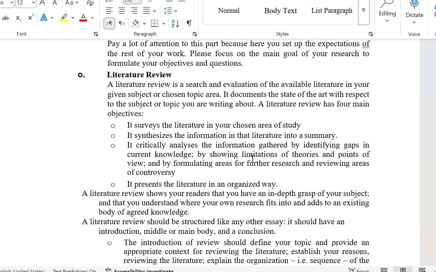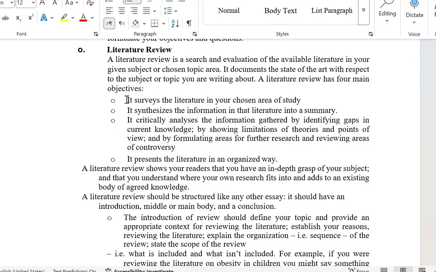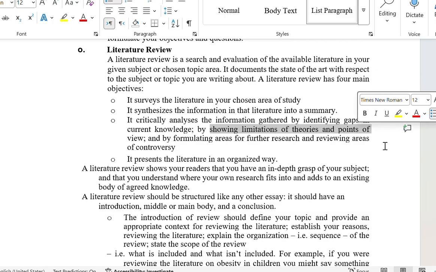Then comes the aims and objectives. Then comes the literature review. It surveys the literature in your chosen area. It synthesizes information into a summary. Just don't copy paste. It critically analyzes the information gathered, and you have to identify the gaps. Actually, in the literature review, you should identify the gaps in current knowledge. Also, if there is any limitation in the already known data, you can tell that something is a flaw or something is missing. You can mention it here.